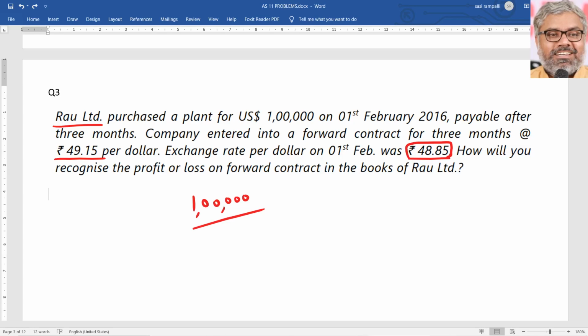But what if the dollar becomes 50 rupees after 3 months? Then that is a big danger. Then the liability is going to increase by 1.15 lakhs. That will be a loss, too much loss to incur. If the dollar goes up to 50 rupees or maybe beyond that, we don't know. Rao Limited doesn't know. Nobody in the world knows how this exchange rate will change.